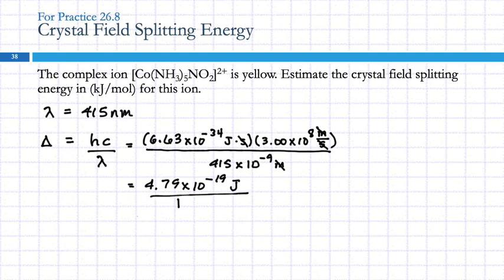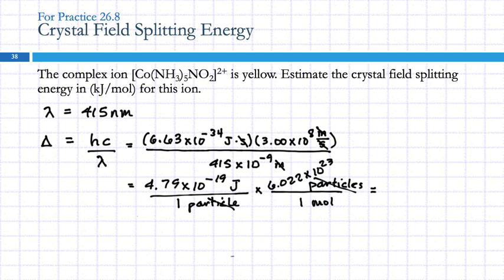So this is per one particle. Well, we want to get moles down here, and so multiply by particles, so the units cancel out. What number gives us the relationship between the mole and number of particles? Avogadro's number. 6.022 times 10 to the 23rd particles per 1 mole. Multiply by 6.022 times 10 to the 23.